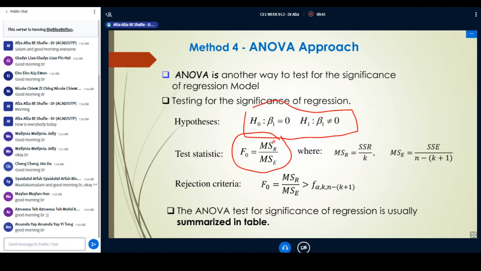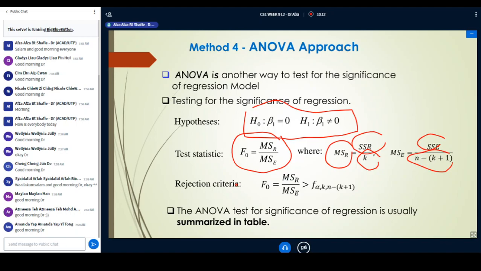So it's basically looking at the ratio. So it's still calculating mean square. Okay, now we don't call it treatment, we call it mean square of regression divided by mean square of the error. Okay, and what is mean square? We know that last time we take the sum of squares divided by the degrees of freedom. So we divide the SSR by K, and the MSE is also SSE divided by N minus (K plus 1). Okay.